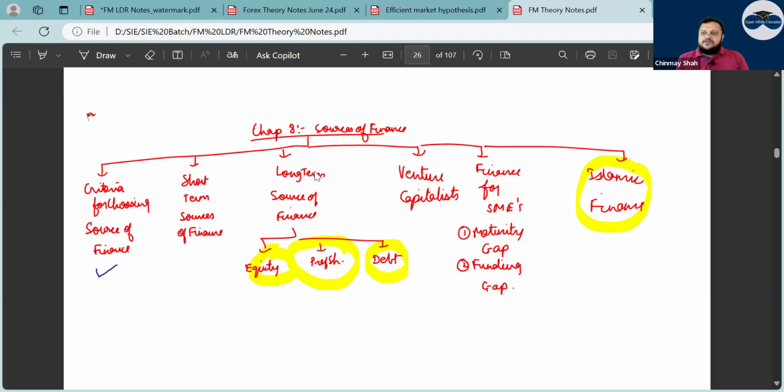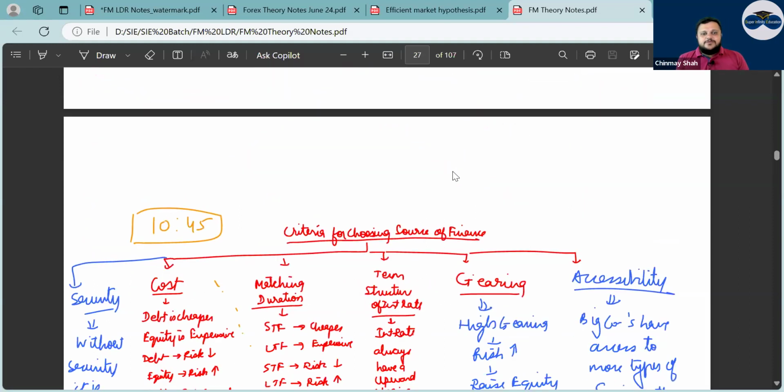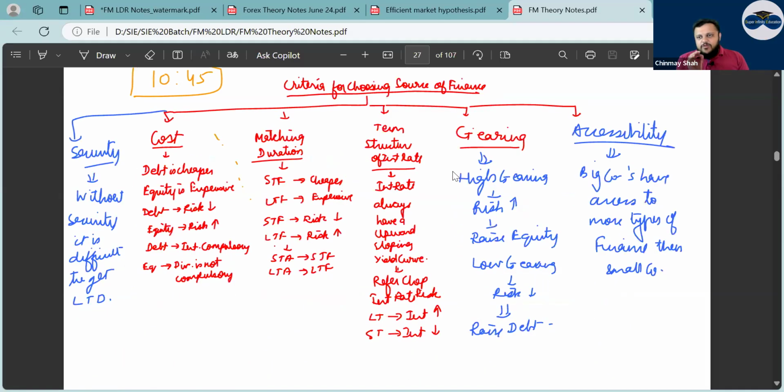Sources of finance, right? Chapter 8, very important. One Section C theory question comes up from this as well. Criteria for choosing a source of finance. The most important question, an LDR question in your exam. Criteria for choosing a source of finance. There are 6-7 criteria. Security.